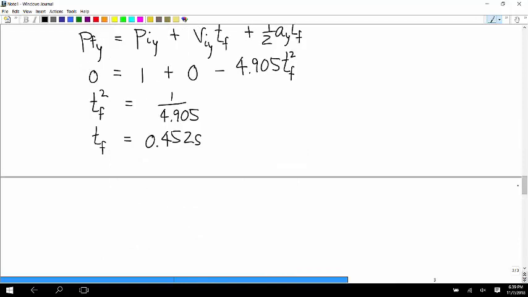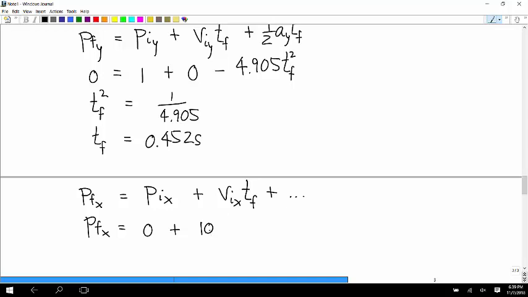And then once you have the time, you can use the x equation to solve for PFX. So PFX is equal to PIX plus VIX TF plus this stuff. That stuff isn't going to matter because there's no x component of the acceleration. So PFX is equal to 0 plus 10 times 0.452, and so it's equal to 4.52 meters.